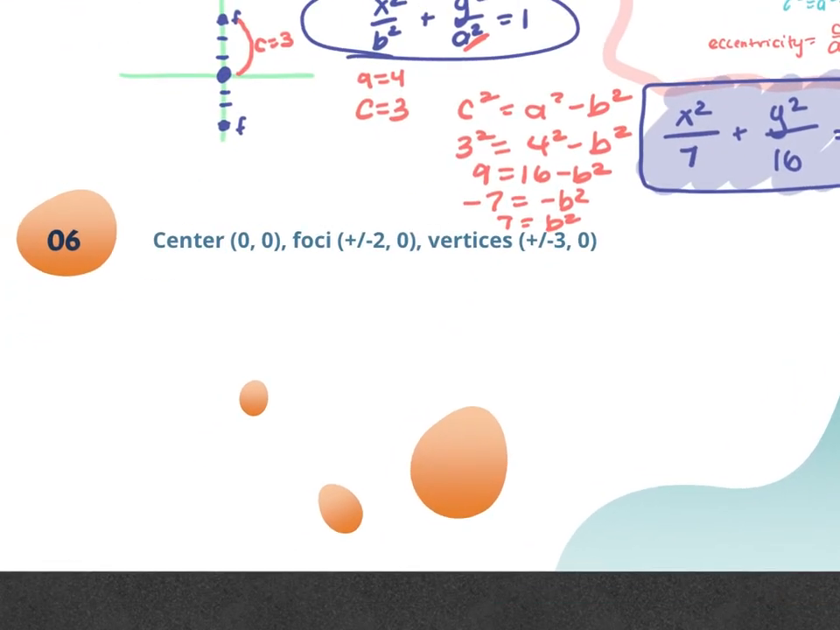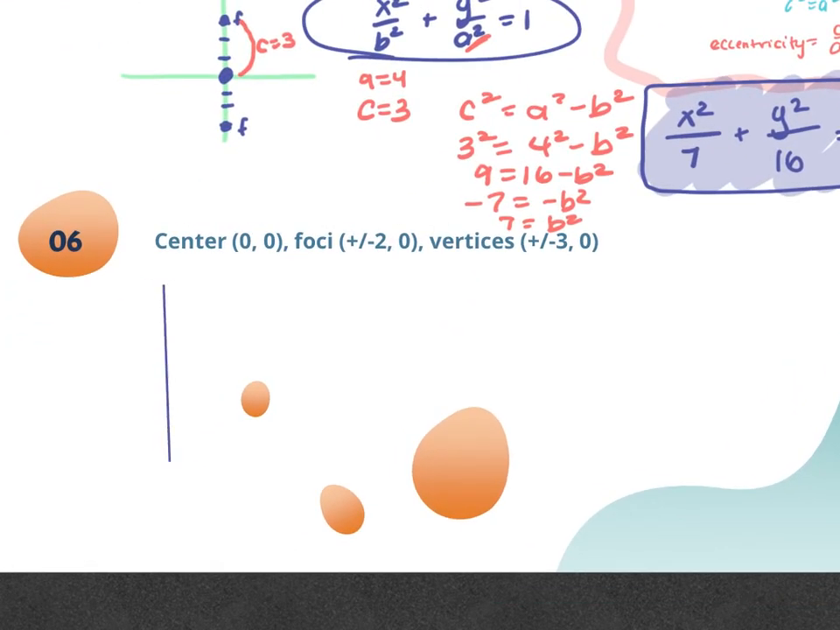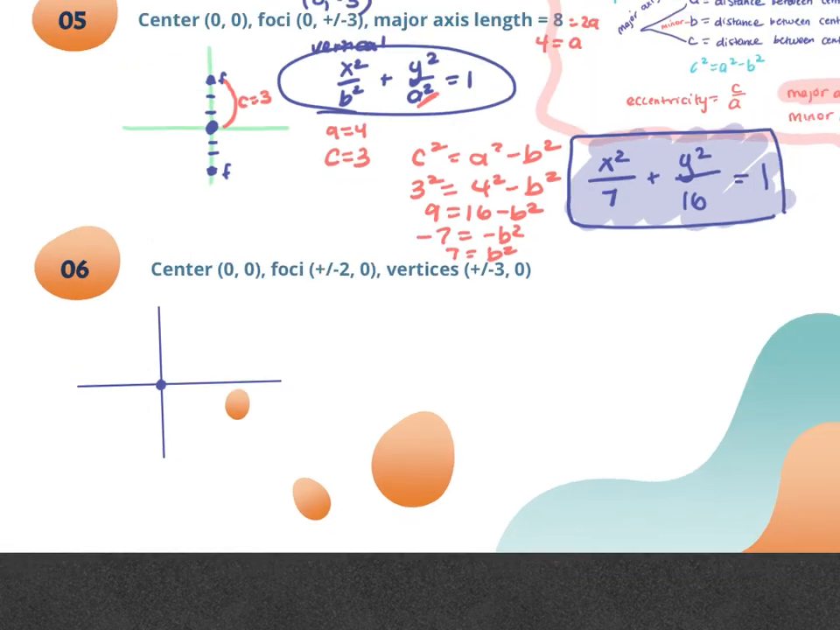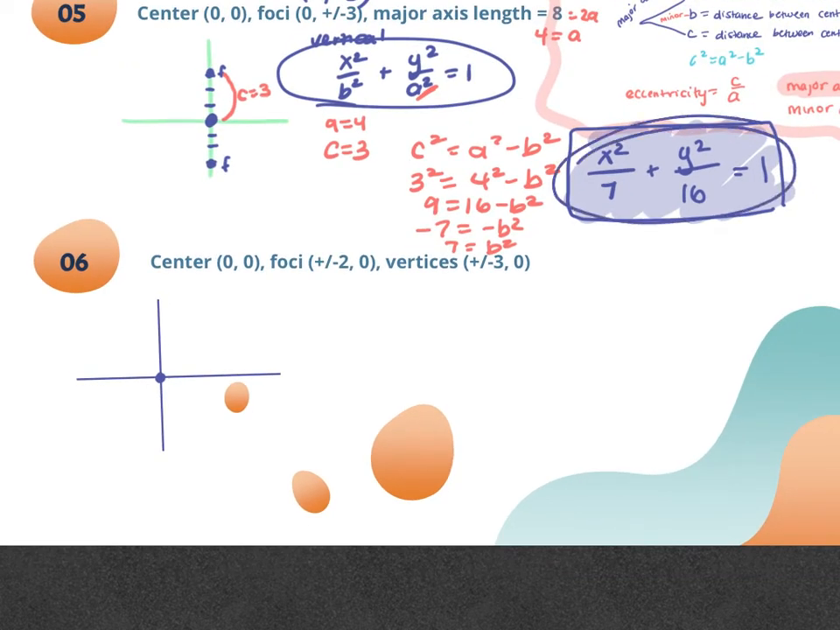All right, so 6. Centers at 0, 0. Just a quick question. So your final answer would just be x squared over 7 plus y squared over 16 equals 1. That's like the final. Yep, you're finding the equation. So we don't have to graph? Yeah. We're graphing them to get information out of the graph. We're not actually graphing it right now.